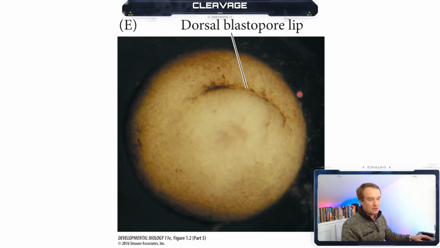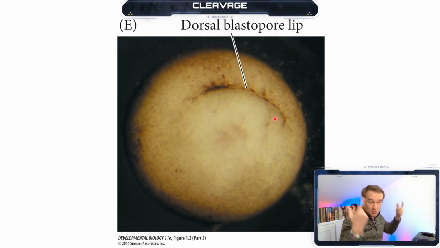This is much later. This is towards gastrulation. But we get this development of this dorsal blastopore lip. So 180 degrees from the point of sperm entry of the female egg is where this blastopore and the blastopore lip forms. So this is a small hole in the embryo that eventually becomes the dorsal side of the organism. Remember, dorsal, like dolphin, dorsal fin, that's your backside, or your literal back of the organism.